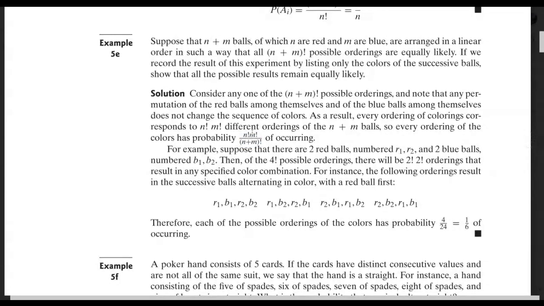M factorial is the number of ways to permute the m blue balls. I like to use the word permute. And over how many do we have in total? N plus m factorial, right? N plus m factorial means we're treating the red balls and blue balls as different. How many ways of putting them on a line, of permuting them? That's n plus m factorial. So this, the red ones together, the blue ones together.